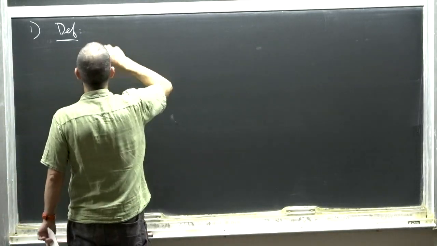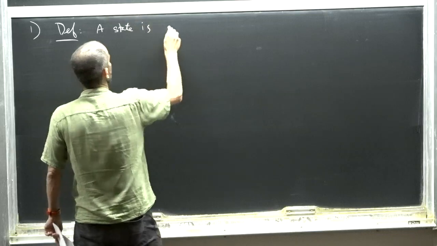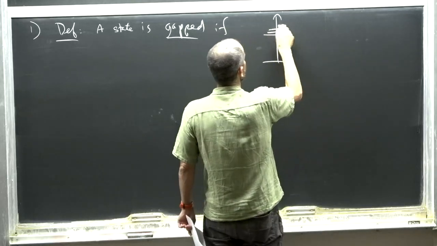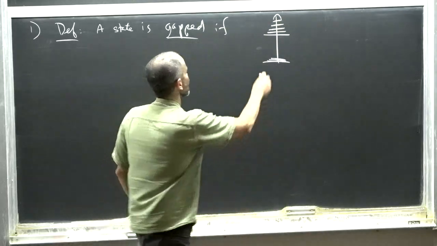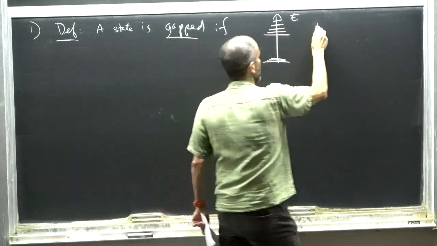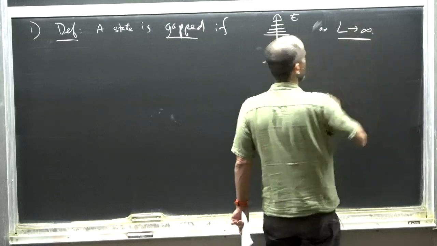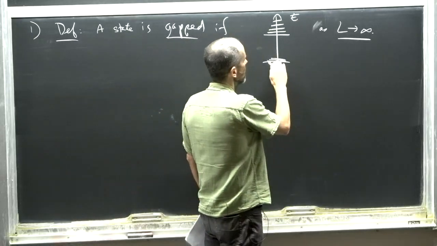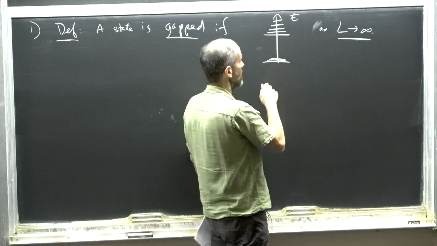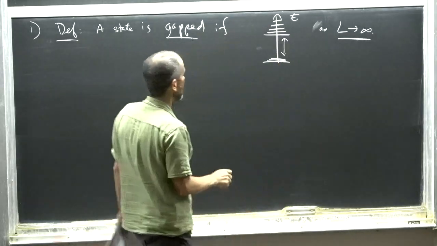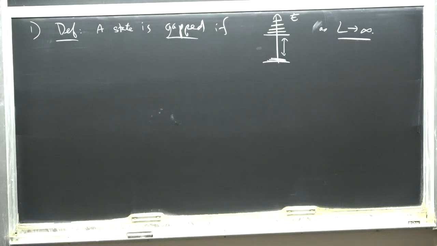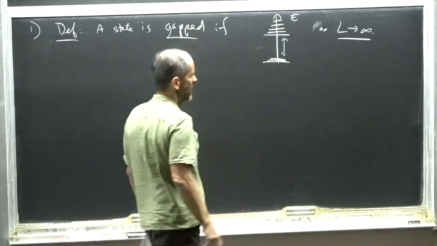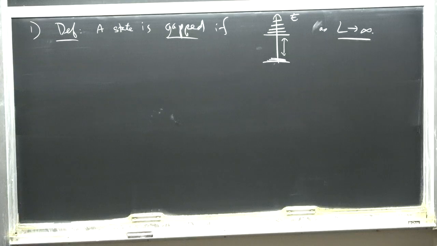So let's call a state gapped if the spectrum of the Hamiltonian in the thermodynamic limit looks like this, as L goes to infinity. I'm using L as a name for my system size. So if in the thermodynamic limit there's a separation between some number of ground states, I'm not demanding that it's just a unique ground state, some number of ground states and excited states, then we'll call it gapped. And I'm also going to demand that this degeneracy of the ground states is robust.